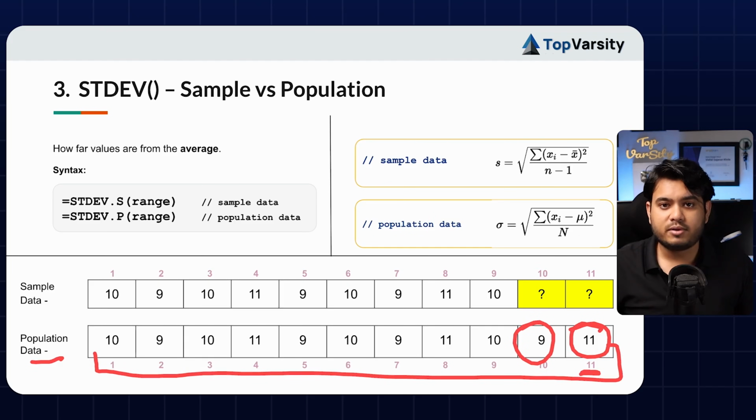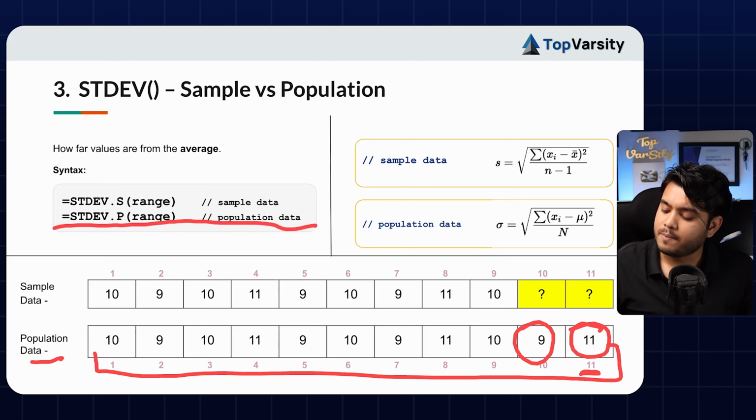Because you have all the 11 values properly, you are not assuming any data. So for that you will use this population data. For that the formula is this. Now what is the difference between this formula? Here it's n minus 1 and here it is only n. Okay, here only n and here n minus 1. That is the only difference.